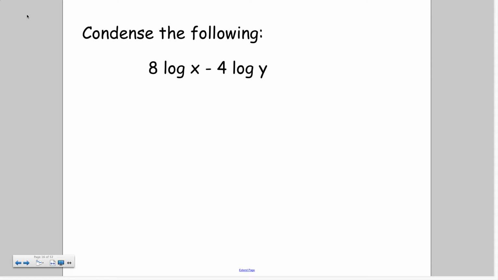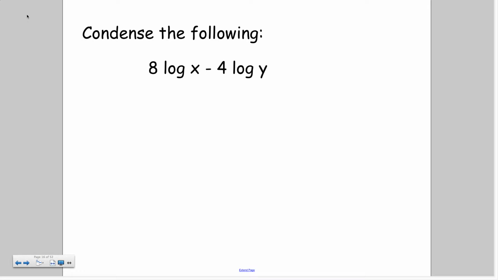Okay, so we did expanding, now we're going to do condensing. So we're going to use the rules that we used for expanding, which were, if it's being divided, you subtract. If it's being multiplied, you add. If it has an exponent, it gets moved out front. We're going to use those same rules, except we're going to use them backwards. Because when we are condensing, we're going from big to small. When we were expanding, we went from small to big.